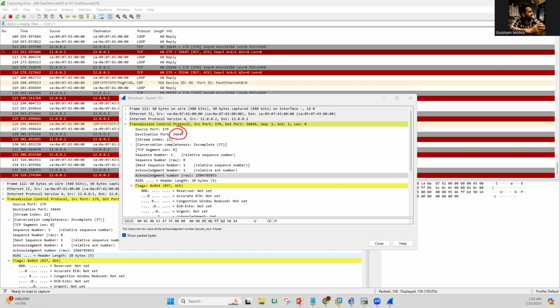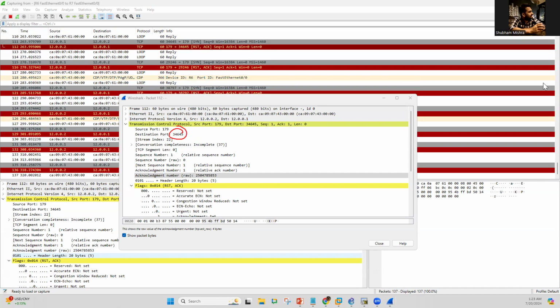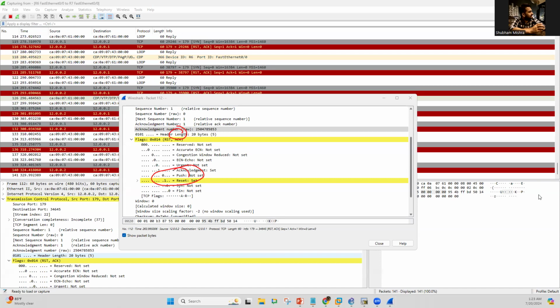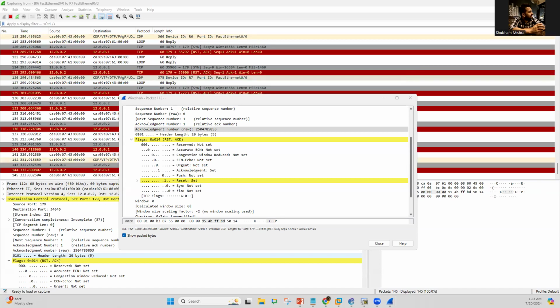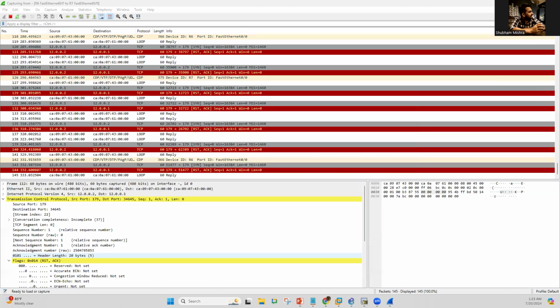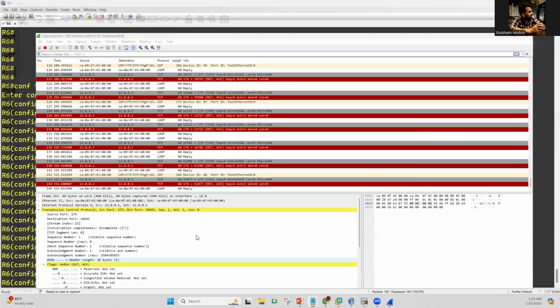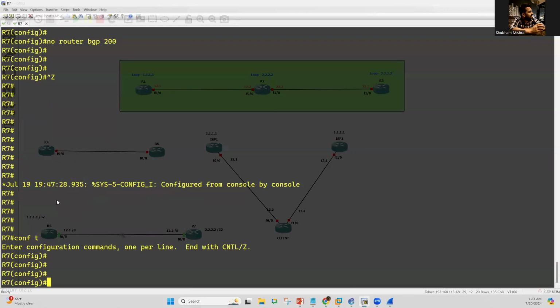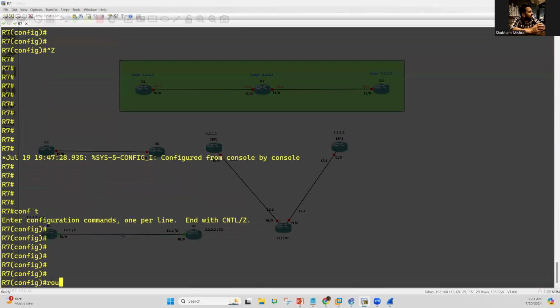But when you check the flag, in this flag you will find the reset flag is on. It means the TCP connection is refused. So with the help of the reset flag, we understand that the required service is not enabled on R2. That's the reason R2 is sending the reset flag. Now, come to R7.